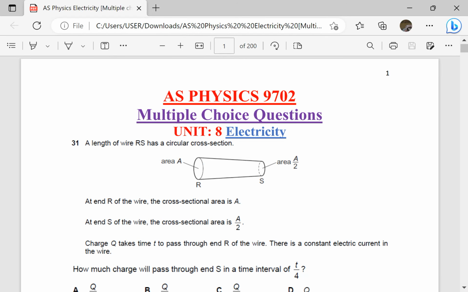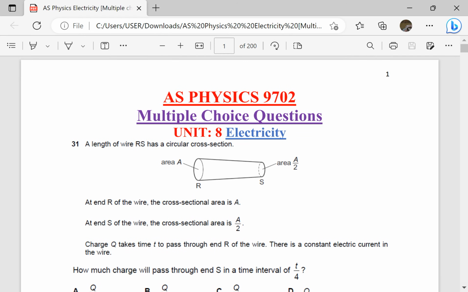So here we are. This is supposed to be unit 8, but I'm not solving them in the order of units because my students suggested that I solve the most important topics first. That's why we did waves, and now we are dealing with electricity. After electricity, we shall have enough time to do the short topics.